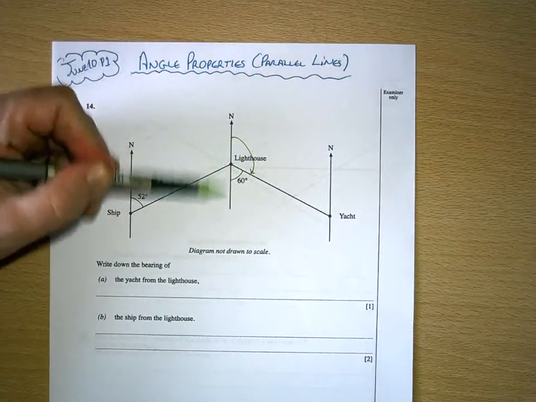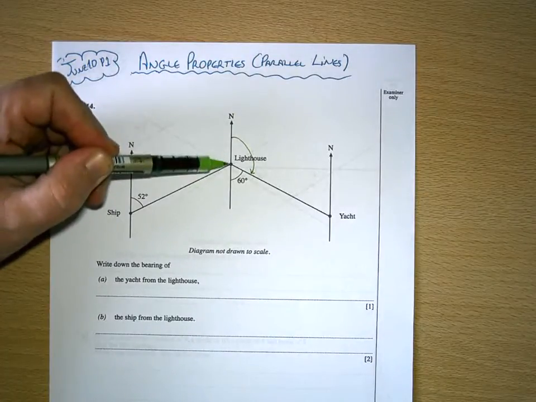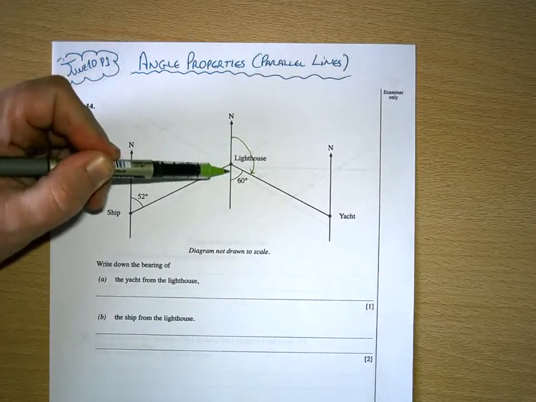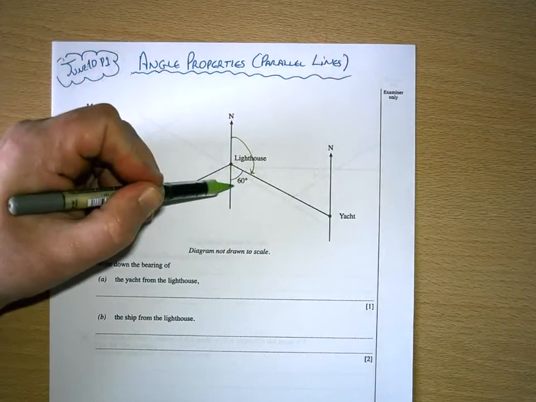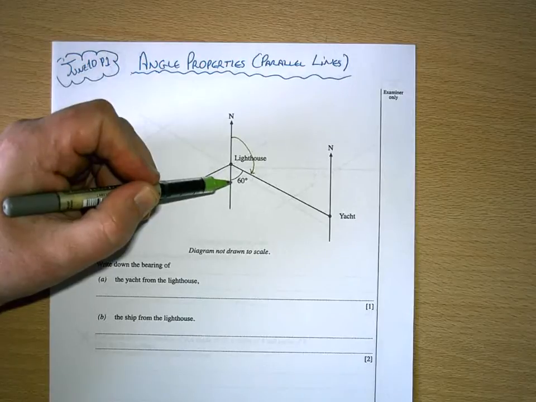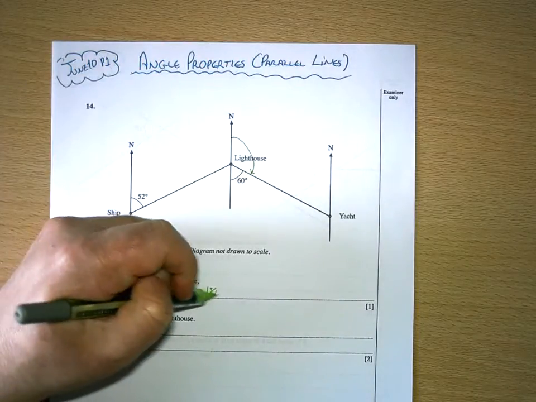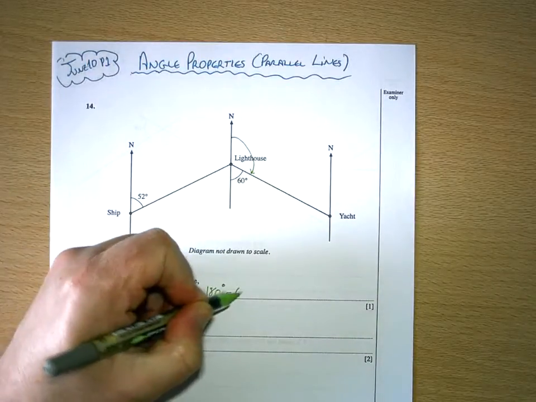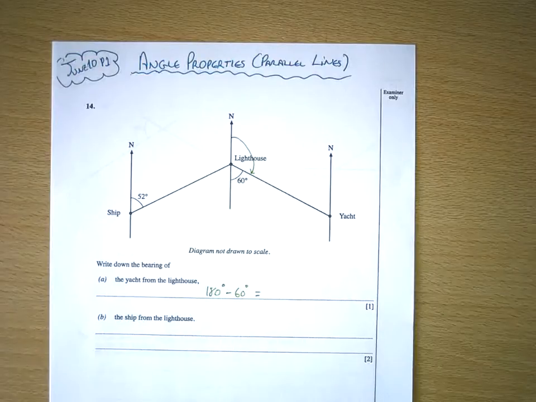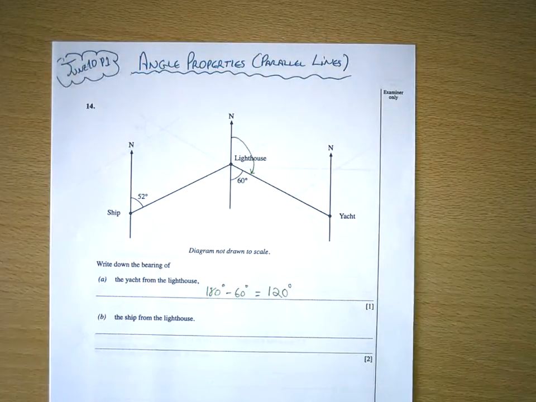North-south is a straight line, so the angle property that we need to use here is the fact that angles on a straight line add up to 180 degrees. So these two angles must add up to 180. So the bearing of the yacht from the lighthouse is going to be 180 degrees less the 60 degrees that is marked. So that's going to give us an angle of 120 degrees.